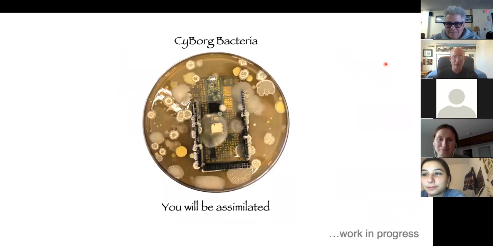I've also talked with scientists at MIT to make bacteria that interact with circuitry, but that again halted due to COVID. And these are all the things that we want to do in the future that are currently on pause.